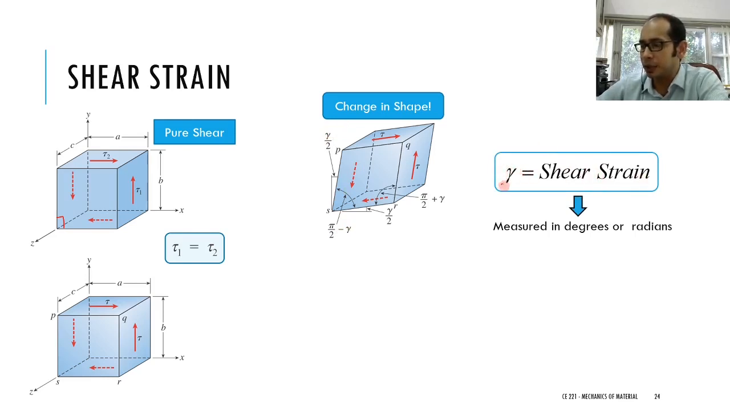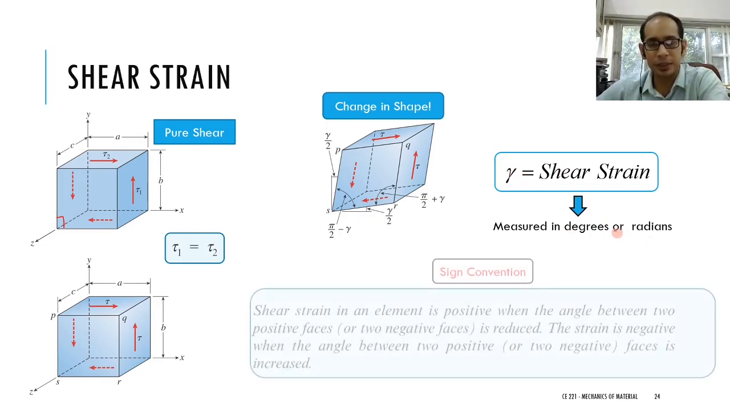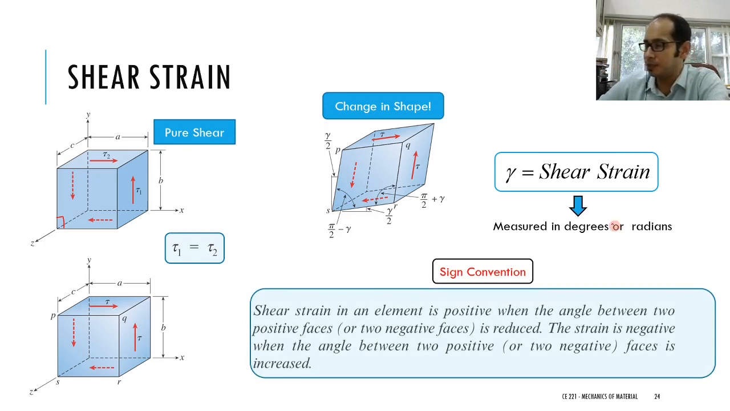This is represented by the Greek letter gamma. For the normal strain, it was the Greek letter epsilon. Now you have the Greek letter gamma, and it is typically measured in radians or degrees. Again, as with the stresses, there is a positive convention for this. It says that the shear strain is positive when the angle between the two positive faces or two negative faces is reduced. Remember, this was a positive face, this was a positive face. So between these two positive faces, this angle has reduced, so it is a positive shear. Similarly, for this negative and this negative, this has reduced, so it is a positive shear. So overall you have this figure with a positive shear stress and a positive shear strain.